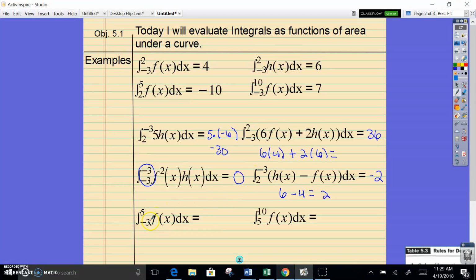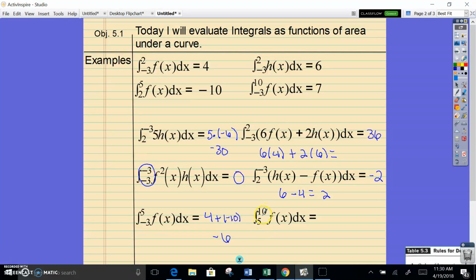The last one, we're going to go negative 3 to 5. Now, I know the integral from negative 3 to 2 is 4. So this is going to be the additivity property. From negative 3 to 2 is 4, and then from 2 to 5 is negative 10. So I can add that negative 10, which gives me negative 6. So I know the first piece is 4, the second piece is negative 10. If I combine them, I get everything from negative 3 to 5.